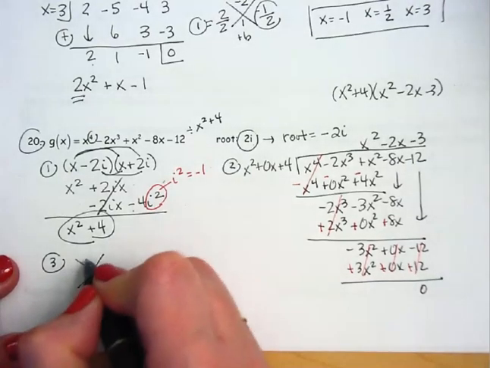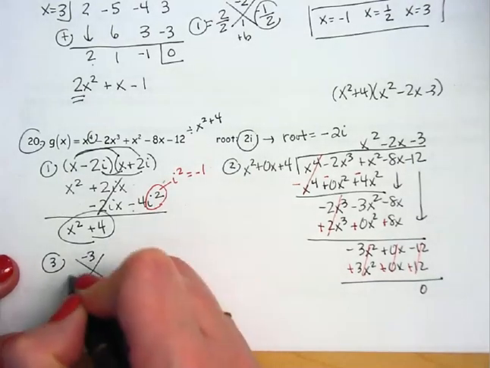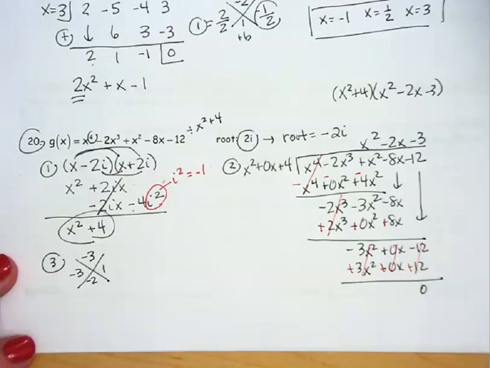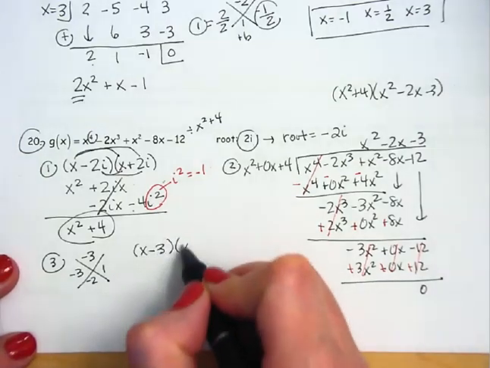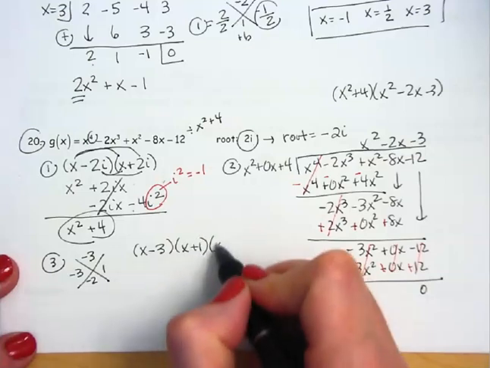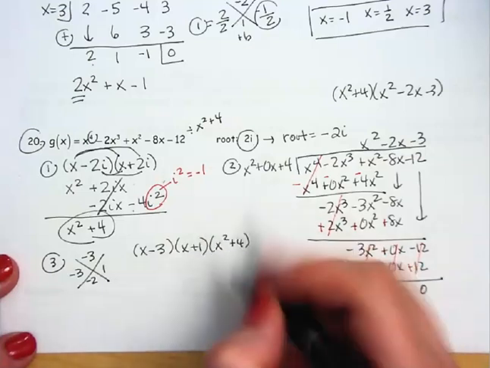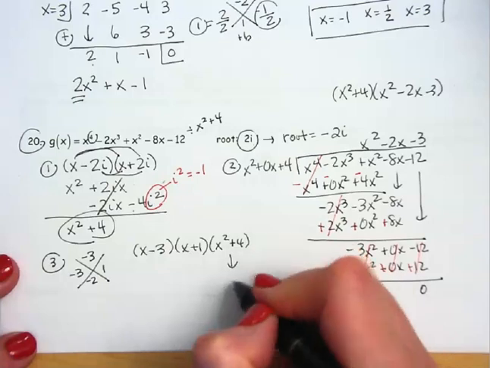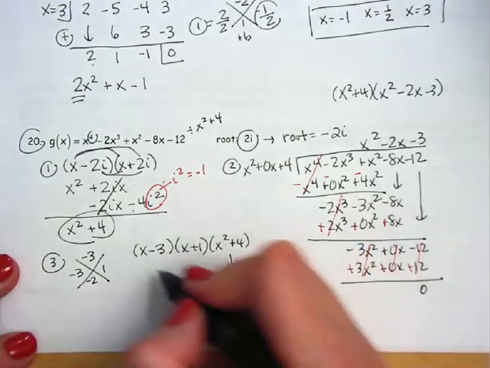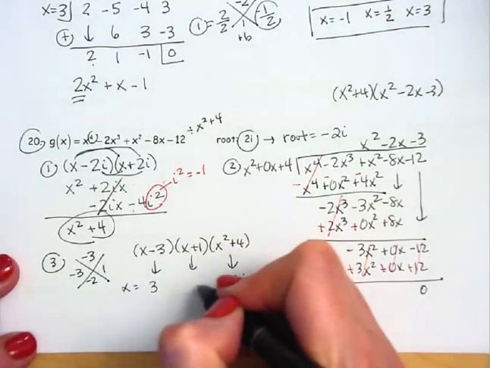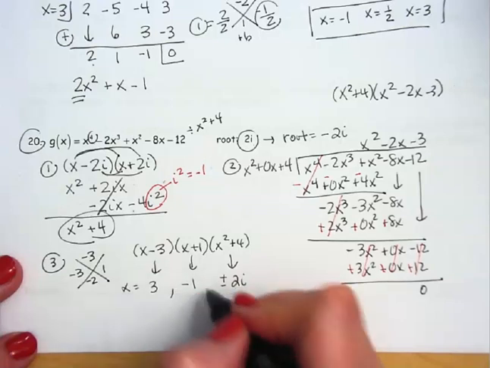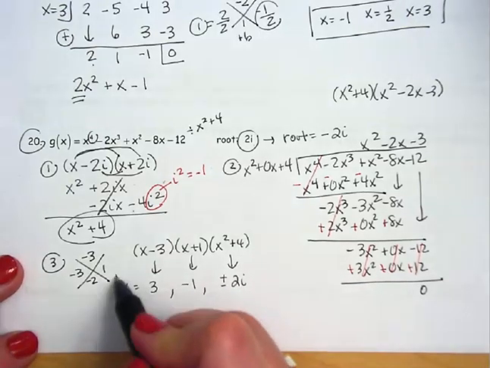I am going to see what multiplies to AC and adds to B. It's negative 3 and 1. So that gives me factors of x minus 3, x plus 1. I had x squared plus 4 as a factor. Now, I already knew the roots from this one were positive and negative 2i. And then this one gives me a root of positive 3, and this one gives me a root of negative 1. So there are my 4 roots.